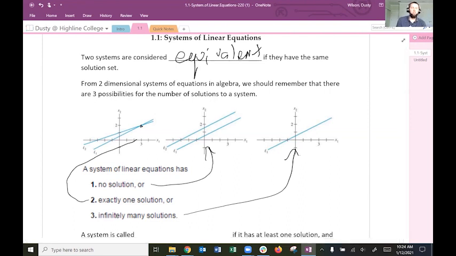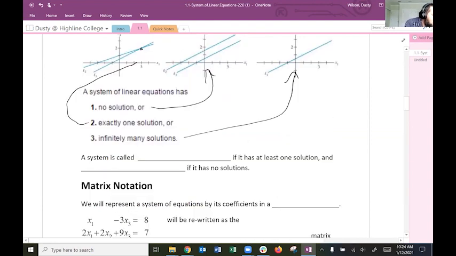And thanks, Seche, for the correction there. So these three possibilities are going to come up quite a bit in this particular class. A system is called consistent if it has at least one solution, and it's called inconsistent if it has no solutions.